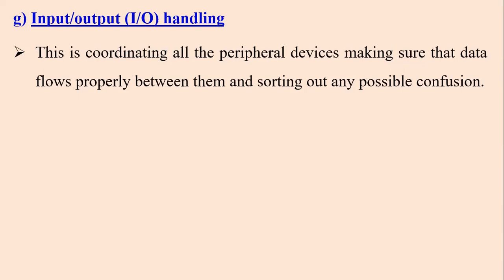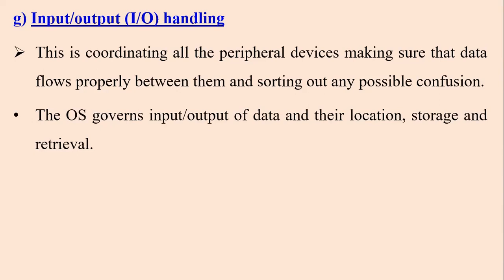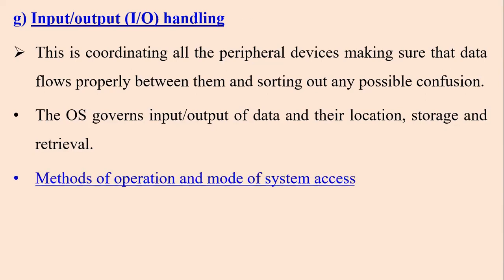Number seven is the input-output handling function. This is coordinating all the peripheral devices, making sure that data flows properly between them and sorting out any possible confusion. The operating system governs input or output of data and their location, storage, and retrieval.